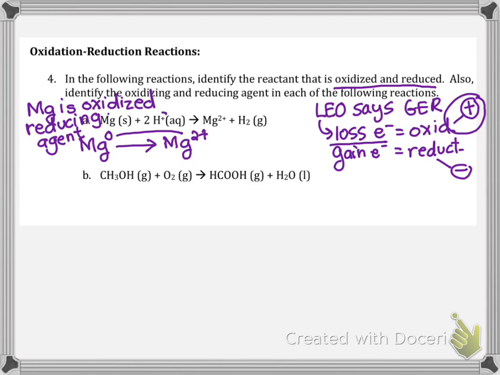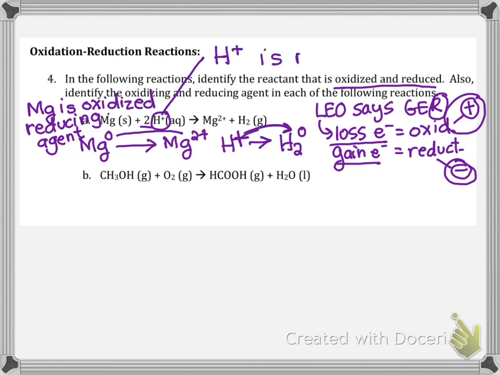Now, let's look at hydrogen. So this hydrogen is an H+, and I don't have to worry that there's 2. And it's going on the product side to H2, which doesn't have a charge, so it's 0. So if I go from a plus down to a 0, it means I'm getting more negative. I have to be gaining electrons to go from a positive 1 down to 0. So if I'm gaining electrons, it's reduction. So the H+ is reduced.